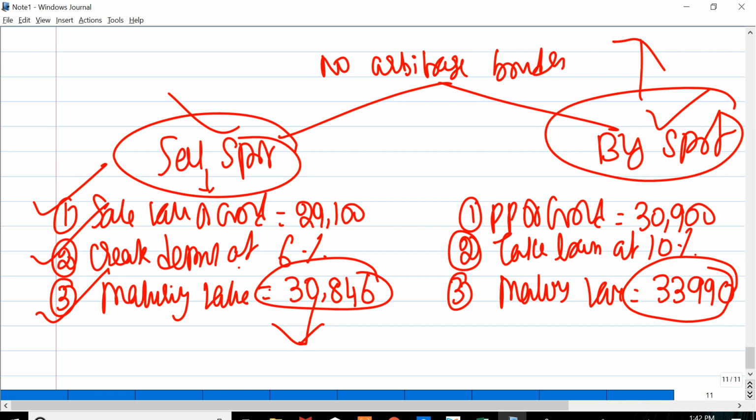Only 80%. Now listen, the sale value of gold is 29,100 into 0.8. You will not receive the entire amount. 29,100 into 0.8 is 23,280. When will you receive the balance amount? After 1 year. It's not that you are not going to receive it, but that money will come after a year. The only difference is, because of this, you will earn interest only on 23,280. You will not earn interest on 29,100. Next, point number 2, create deposit at 6%.